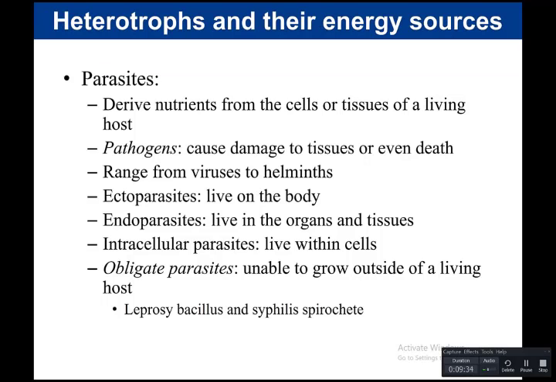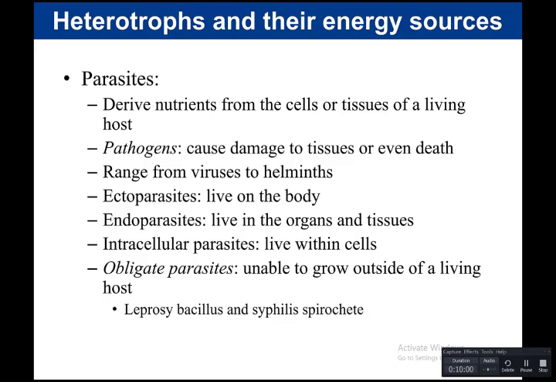So, parasites derive nutrients from the cells or tissues of a living host. A pathogen is going to cause damage to tissues or even death. And these organisms that are parasites can range from viruses to helminths, helminths being animals. Remember, those are our parasitic worms. We can also talk about parasites based on where they're found.